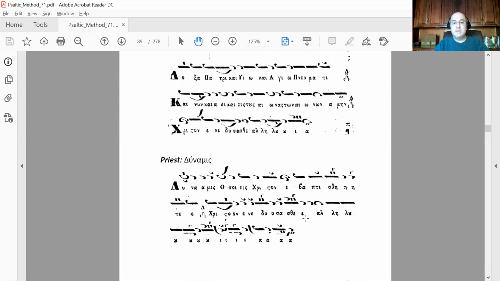The priest says dynamis on the. Dynamis, dynamis. By the way, what is this thing here? It's exactly what that thing is, except you have the flutter because of the pedasti and an additional beat because of the klasma.